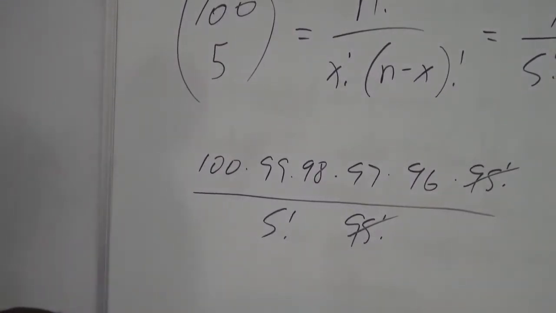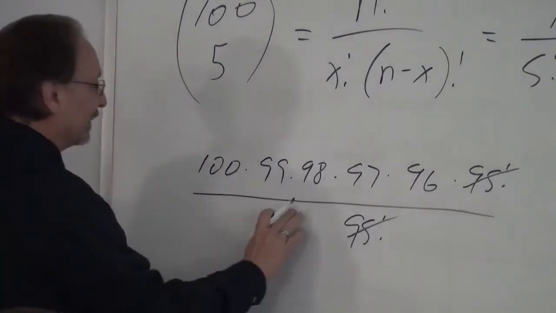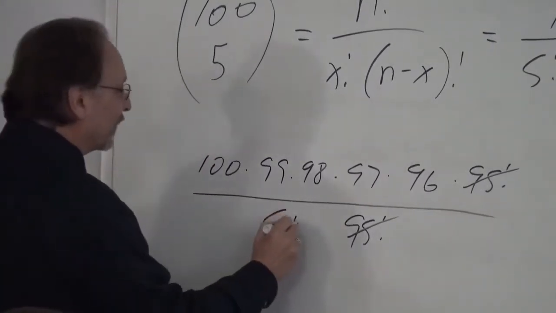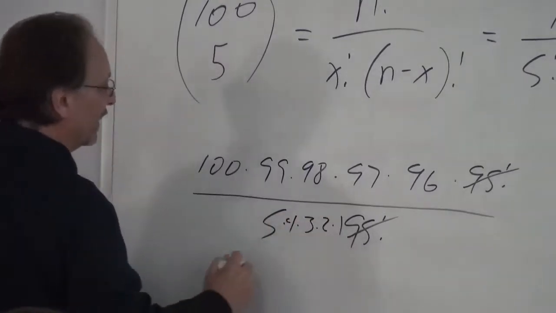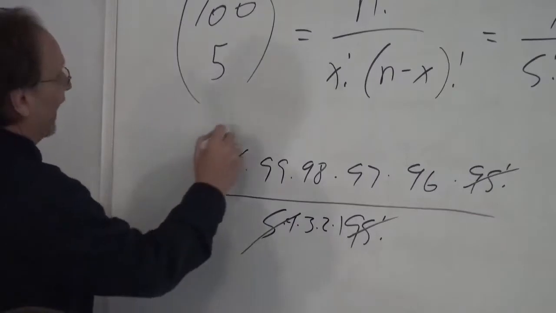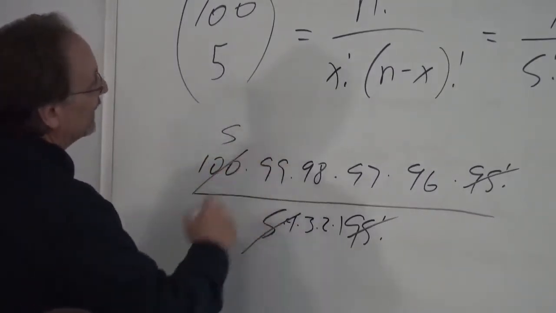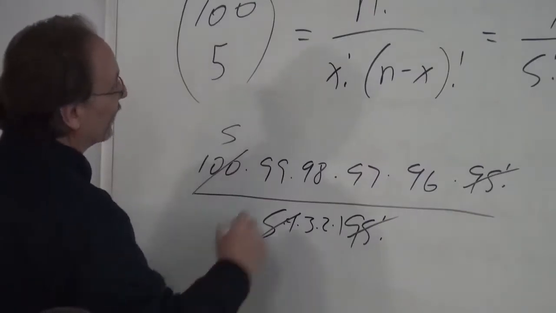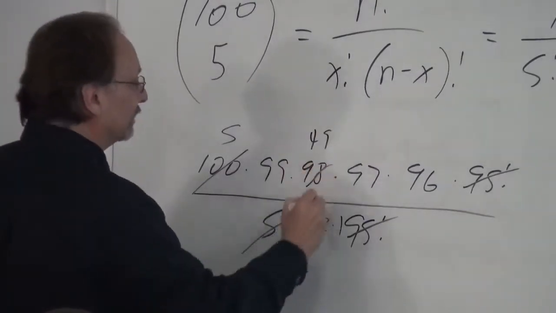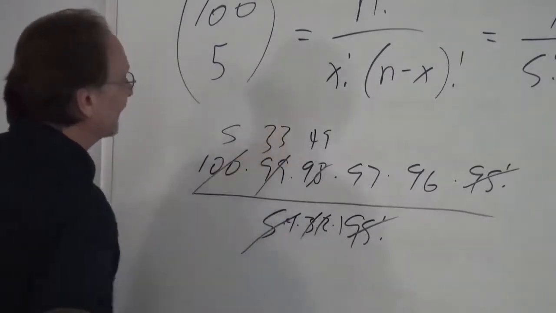And you might even be able to, let's see, take that 5 times 4 times 3 times 2 times 1. 5 times 4 is 20, so that becomes 5. And let's see, 2 and 98, so that becomes 49. And 3 into 99 becomes 33. That's a lot easier.